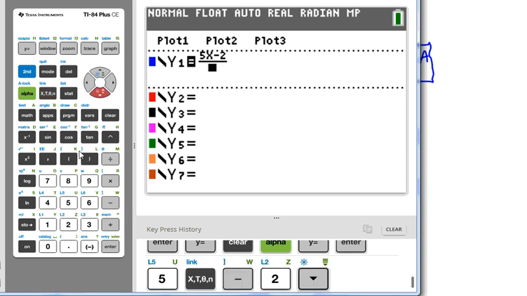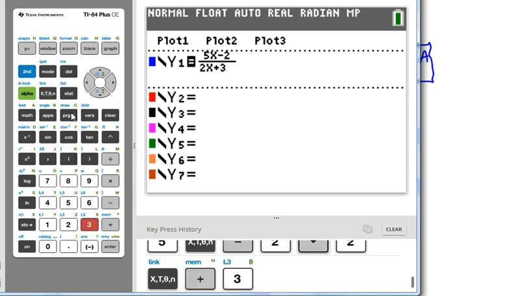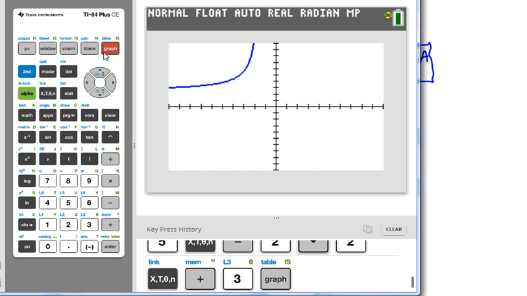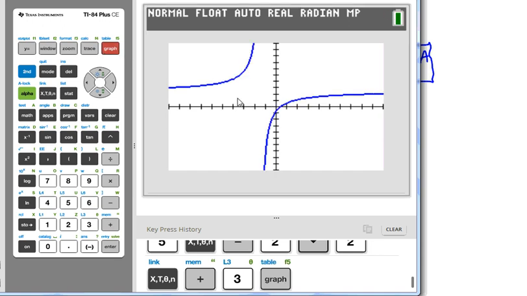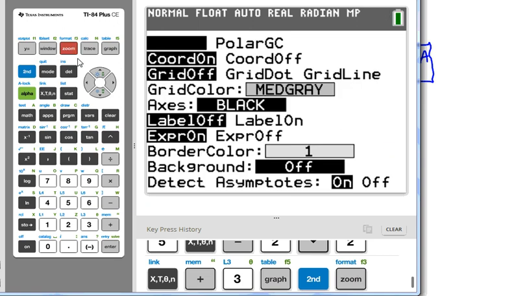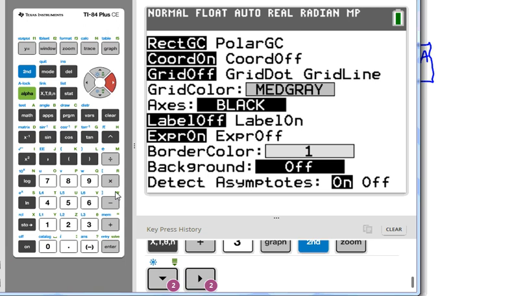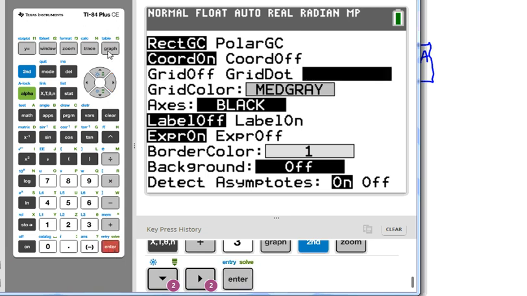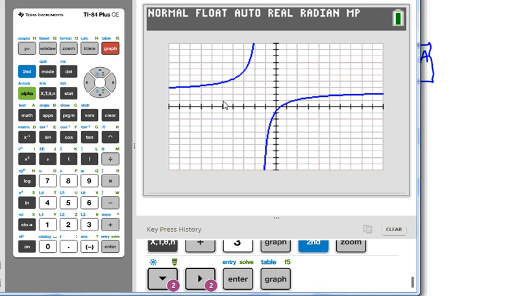And then we put in the denominator 2x plus 3. Graph, what does it look like? It's really hard to see here. If we went to a second format and used grid line, we would see more. So we have our horizontal asymptote is 5 over 2. Our vertical asymptote is negative 3 over 2.